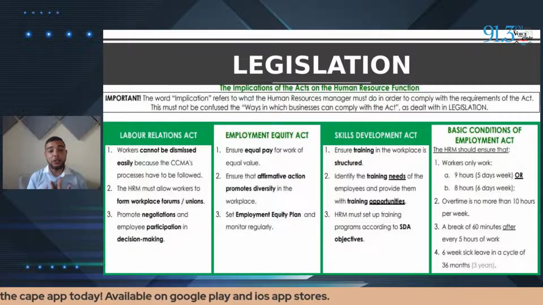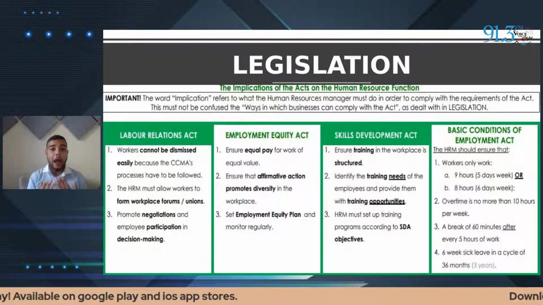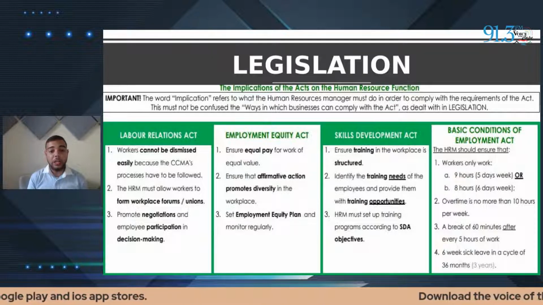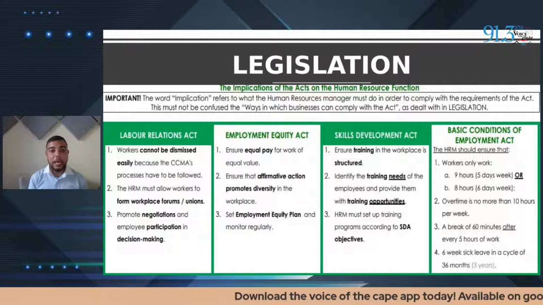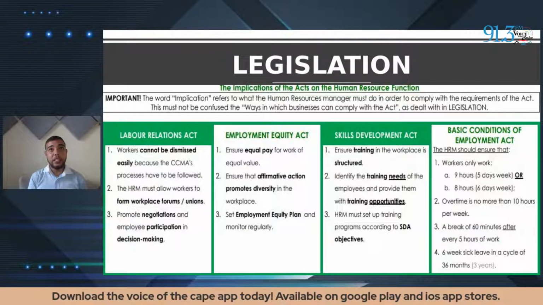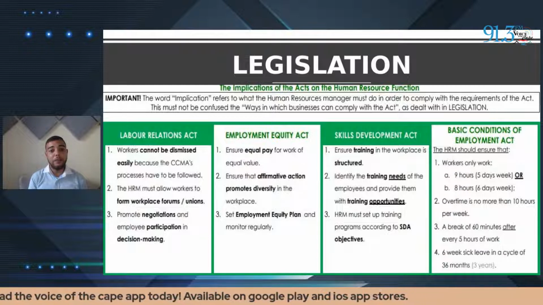Employment Equity Act ensures equal pay for all workers of equal value. Meaning, if I do the same work as one of my colleagues, we need to get paid the same amount of money. Ensure that affirmative action promotes diversity in the workplace, as well as set an employment equity plan and monitor it regularly.